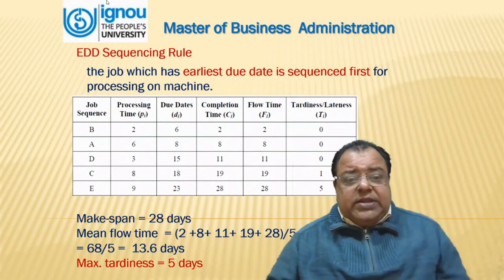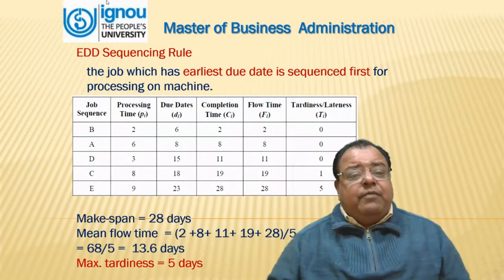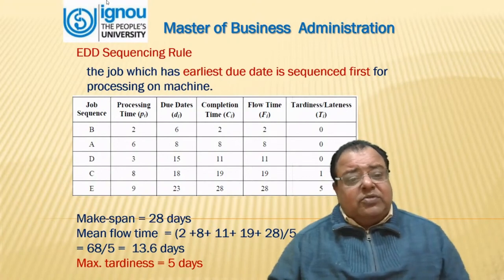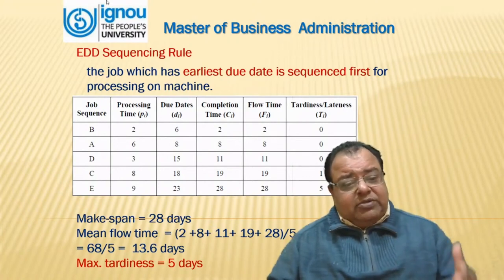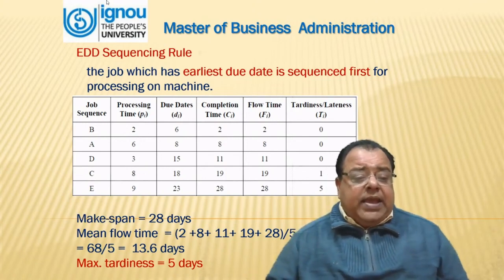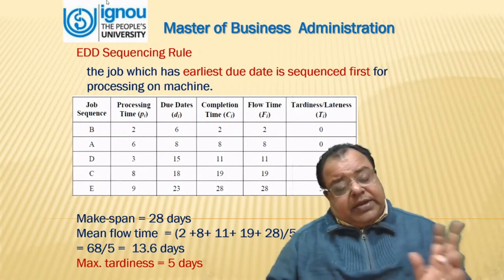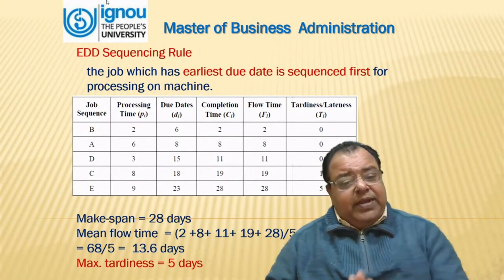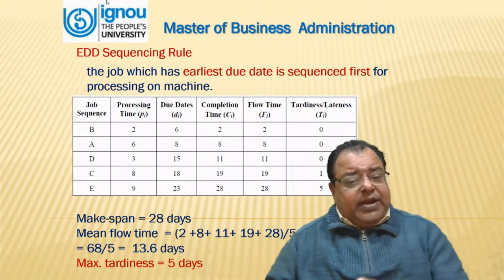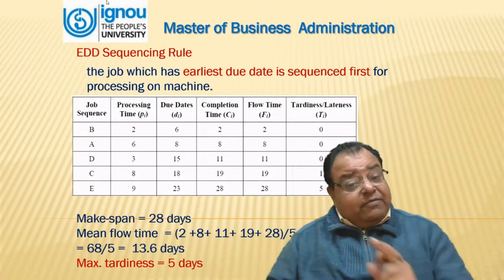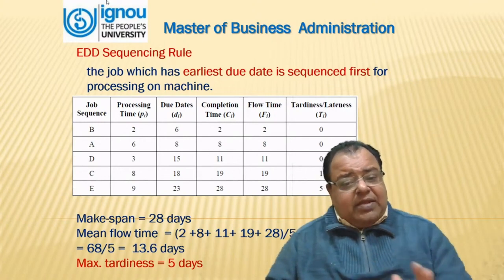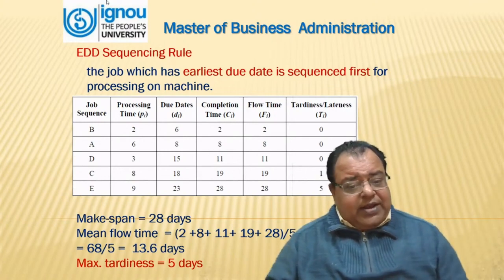As far as the EDD sequencing rule is concerned, the job which has the earliest due date is sequenced first for processing on the machine. Similarly, from the problem we find the sequence B, A, D, C, E. Respective values are then calculated accordingly: due dates, completion time, flow time, and tardiness.